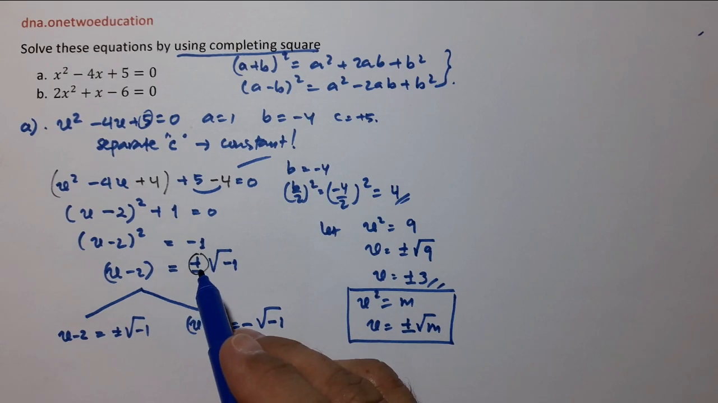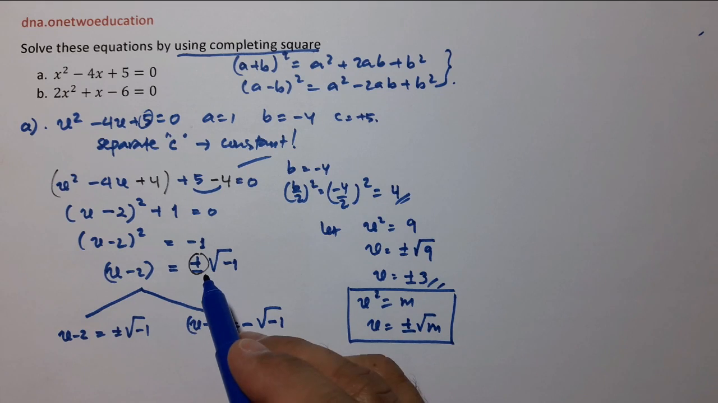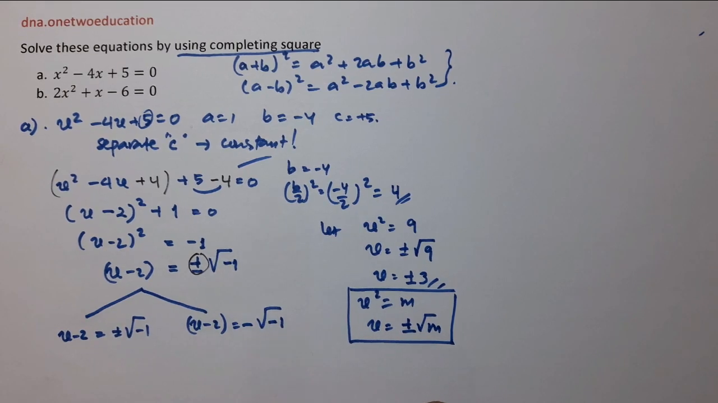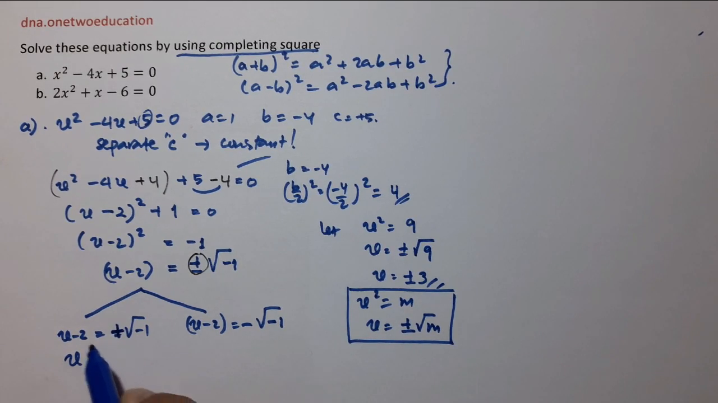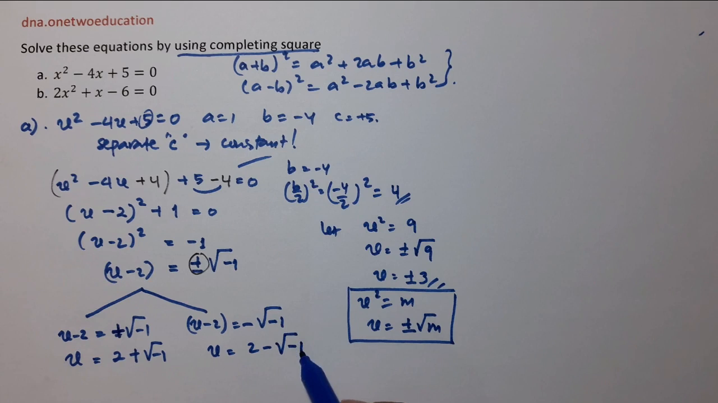We have to separate the sign to be positive for one side and negative to another side. So you have two solutions. So x equal, sorry, this one is positive, right? So x is, just move the minus 2 to the right side, 2 plus root of minus 1, and the rest is x equal 2 minus root of minus 1.